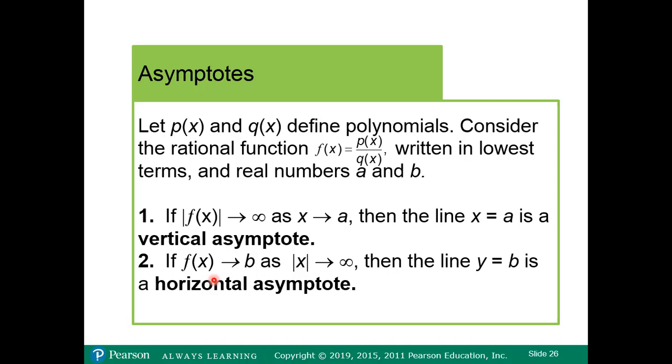So now, asymptotes. If we let P of x and Q of x define polynomials, consider the rational function f of x equals P of x divided by Q of x, written in lowest terms, key, written in lowest terms, and real numbers a and b. One: if the absolute value of f of x approaches infinity as x approaches the value a, then the line x equals a is a vertical asymptote. Two: if f of x approaches b as the absolute value of x approaches infinity, then the line y equals b is a horizontal asymptote. So that's how we see where the horizontal asymptotes are. That's what we've been doing in the last few slides.